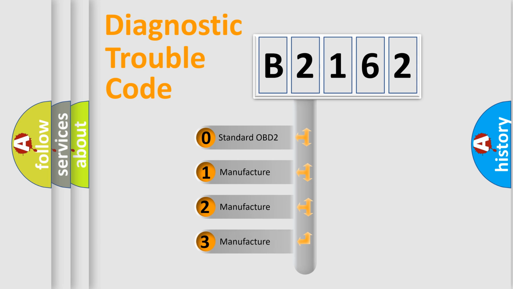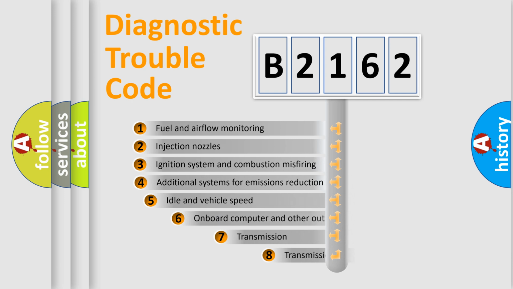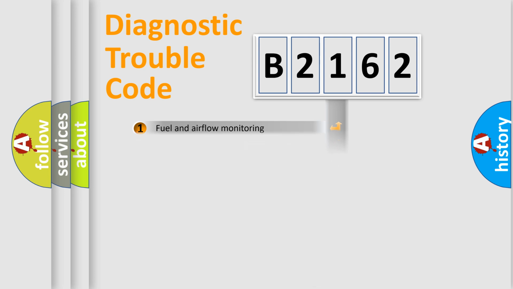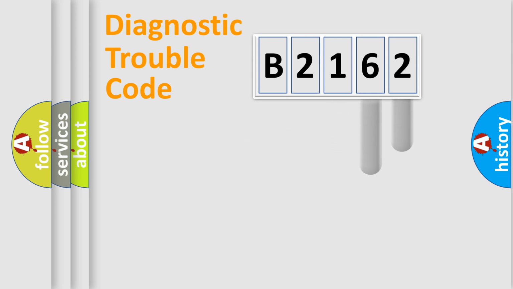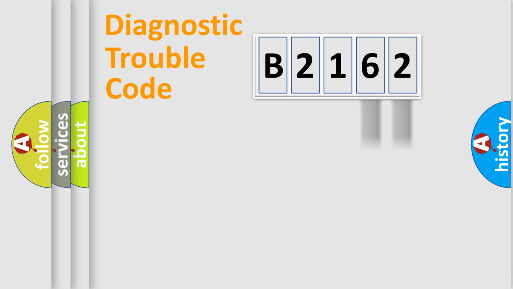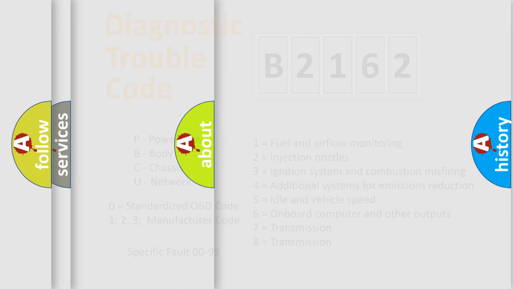If the second character is expressed as 0, it is a standardized error. In the case of numbers 1, 2, 3, it is a more manufacturer-specific expression of the car-specific error. The third character specifies a subset of errors. The distribution shown is valid only for the standardized DTC code. Only the last two characters define the specific fault of the group. Let's not forget that such a division is valid only if the second character of the code is expressed by the number 0.